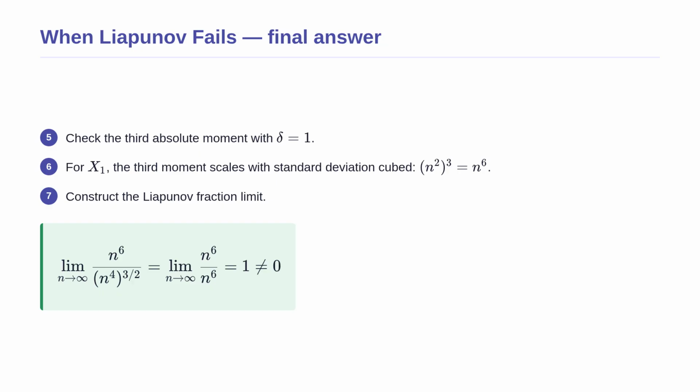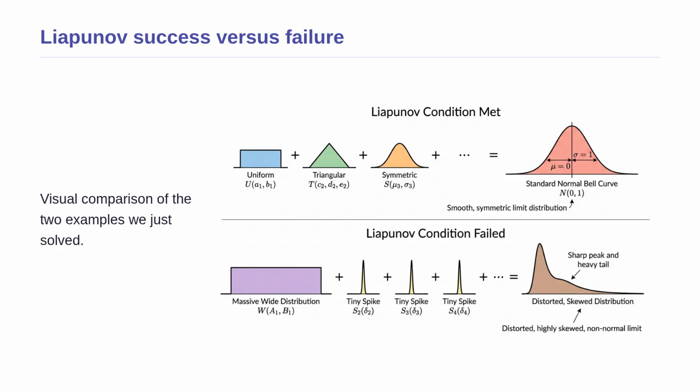This diagram visually contrasts the two examples we just worked through. In the top half, where the Liapunov condition is met, you can see how the individual contributions, despite being different shapes and sizes, blend together smoothly into a perfect standard normal distribution. In the bottom half, where the condition fails, a single dominant massive variable overpowers the tiny ones. It prevents the bell curve from forming, leaving the final distribution highly distorted and skewed. This visualizes exactly why that mathematical limit must equal 0 for the theorem to work.